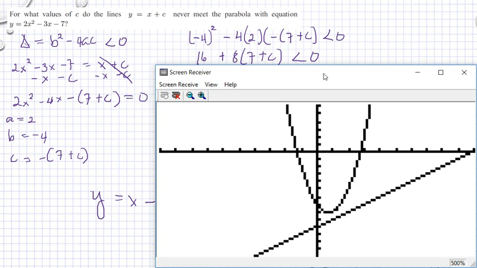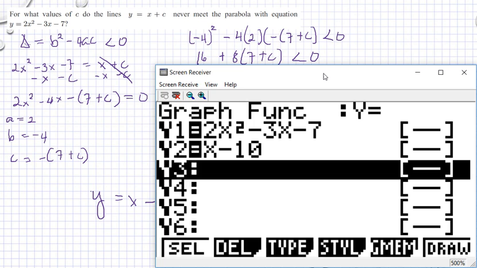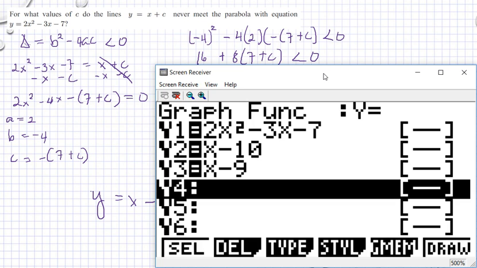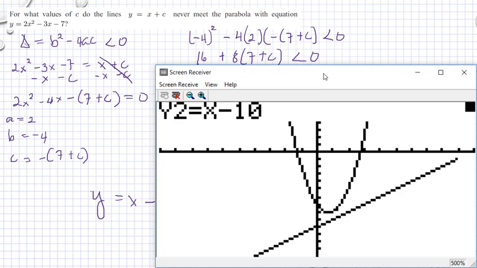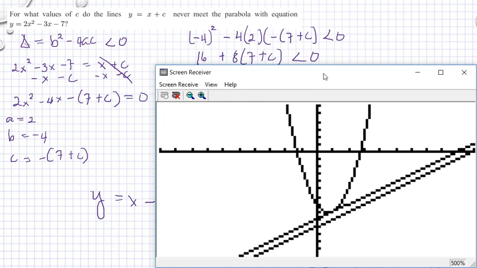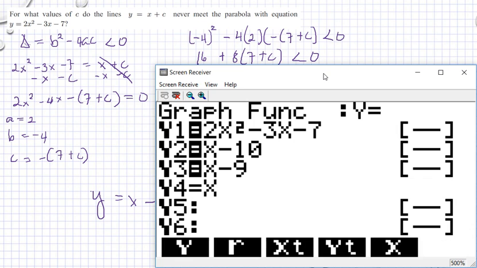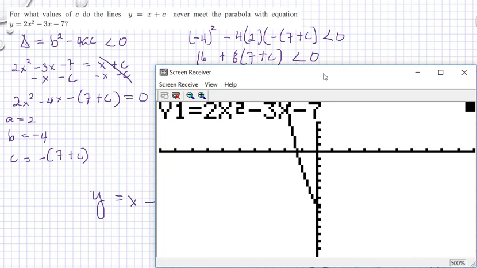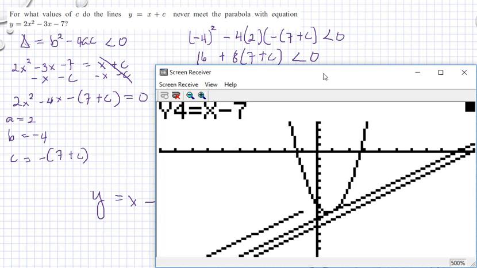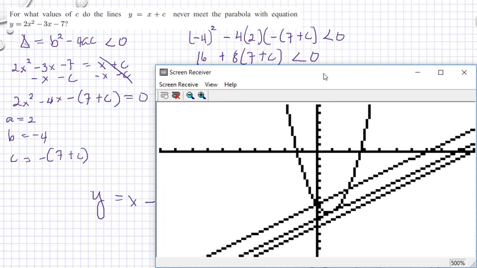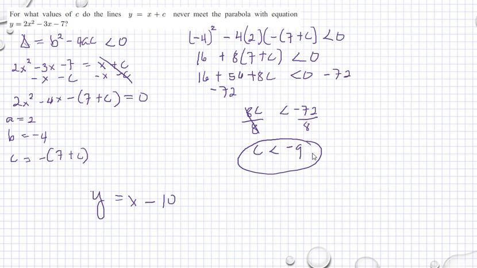If we make it equal to negative 9, x minus 9, you see that they will meet at just 1 point. Greater than negative 9, for example x minus 7, they are parallel, but they will meet at 2 points. So our c now, a lot of values, should be less than negative 9.